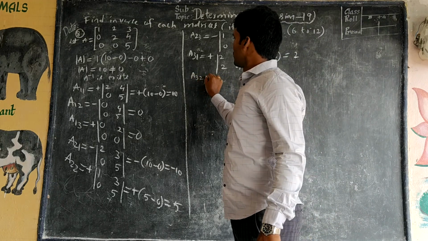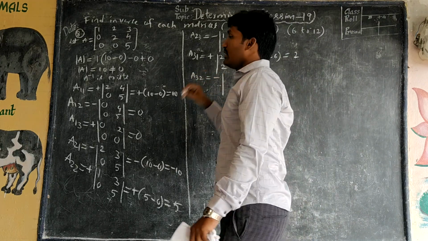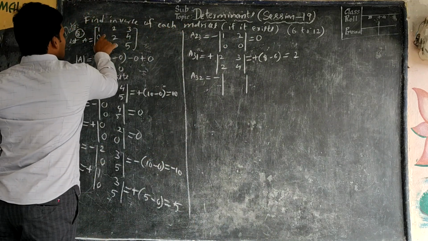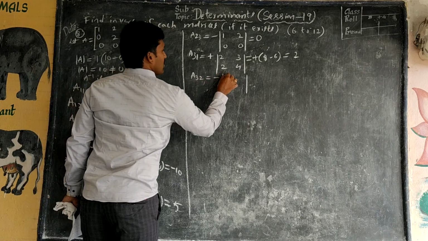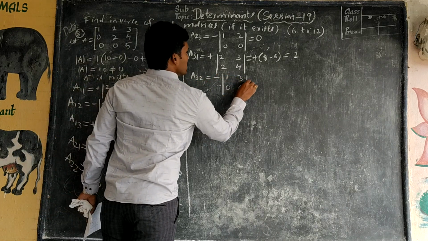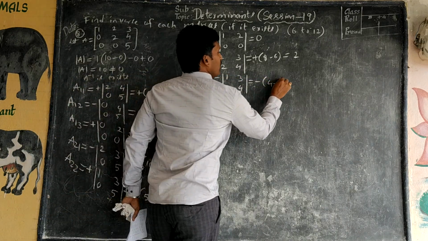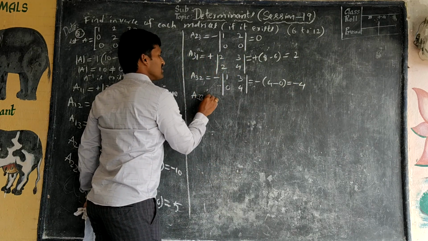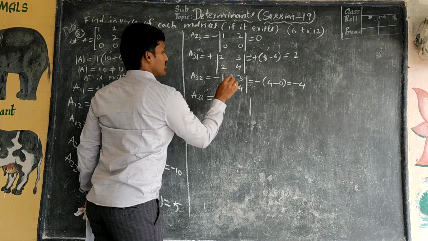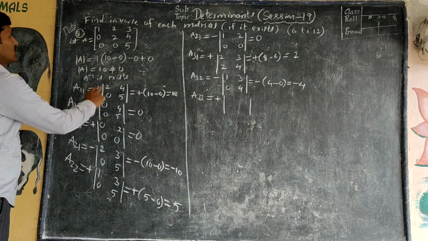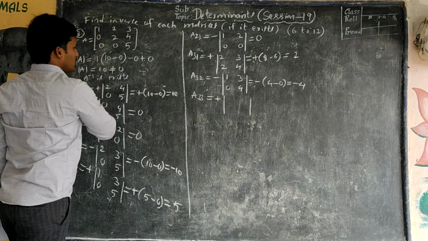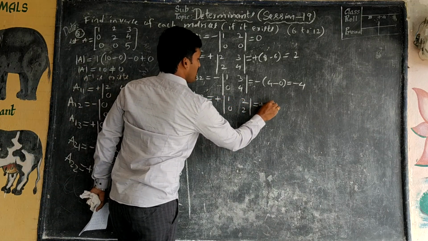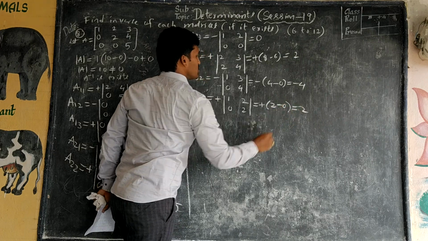Next, A32. The sign is minus clearly. By deleting the third row and second column, remaining 1, 3, 0, 4. Minus of 4 minus 0, that is minus 4. Next, A33. The sign is plus into the determinant of: third row, third column deleted, remaining 1, 2, 0, 2. Plus of 2 minus 0, that is clearly 2.